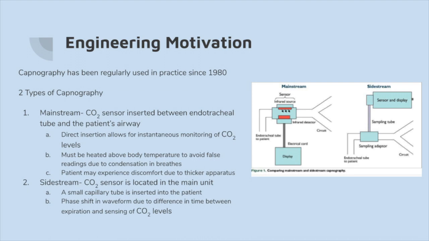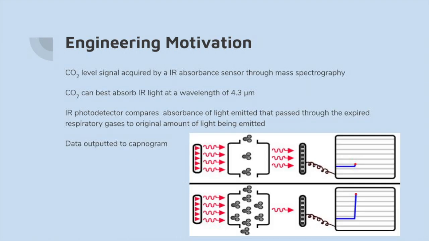In sidestream capnography, a thinner sampling tube is inserted into the patient's airway. This sampling tube is connected to an external adapter which measures PCO2 levels in the expirations of the patient. While sidestream capnography may be more comfortable for the patient due to the thinner tube, readings are not as accurate due to a possible phase shift in the waveform due to the difference in time between expiration and sensing of CO2 levels. Furthermore, newer sidestream devices that have the sensor in a nasal cannula can accurately determine PCO2 levels without requiring the patient to be intubated. A capnogram is obtained through infrared absorption spectroscopy.